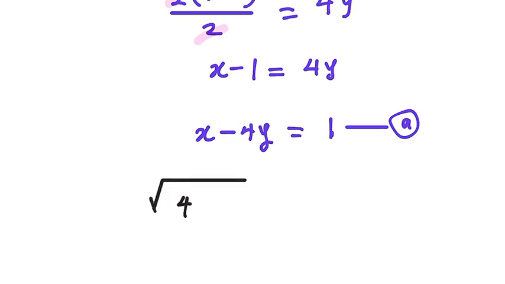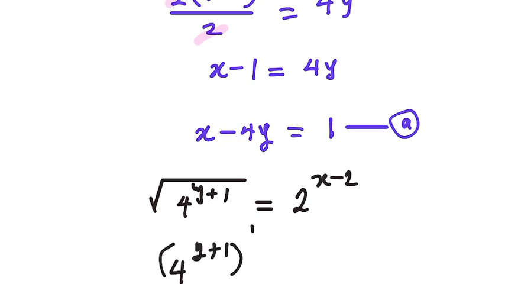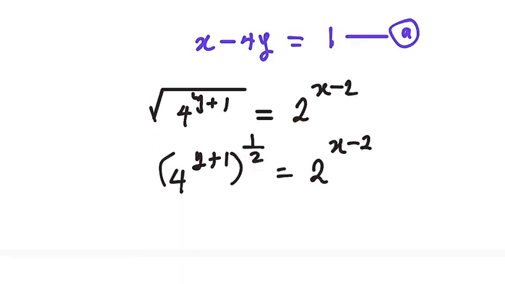of 4 to the power of y plus 1, which equals 2 to the power of x minus 2. All right, so the same thing, we're going to have 4 to the power of y plus 1, then all to the power of 1 over 2, equals 2 to the power of x minus 2. Understood? So we move on.